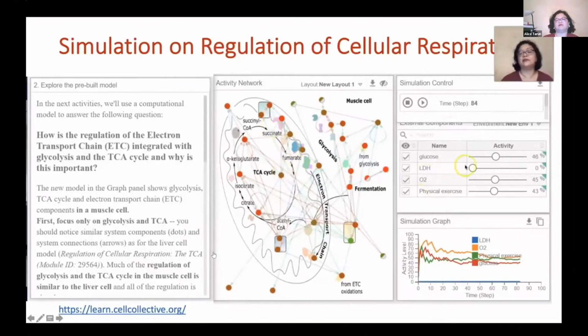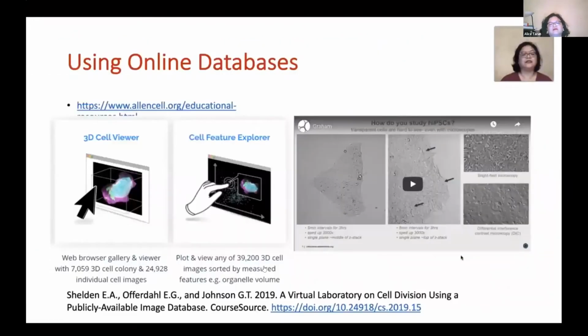So in the simulations, you can control different inputs, and you can see how these different inputs will affect the levels of other substrates or other molecules in the pathway. Using online databases provides a way for students to get acquainted with data obtained with very expensive equipment.